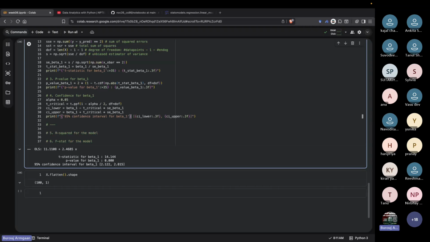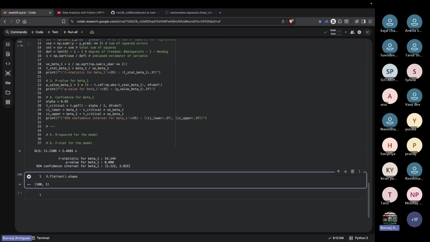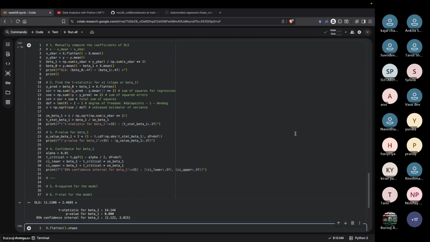And again, to align this, we can make the first part occupy 35 spaces by doing this. This makes it take 35 spaces. Then we can say within those 35 spaces, please align it to the right side. So when we do this, it does something like this. T star, p value, 95% confidence interval. Okay. Any questions in this, in the code?